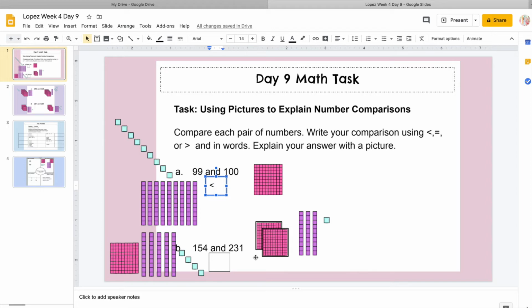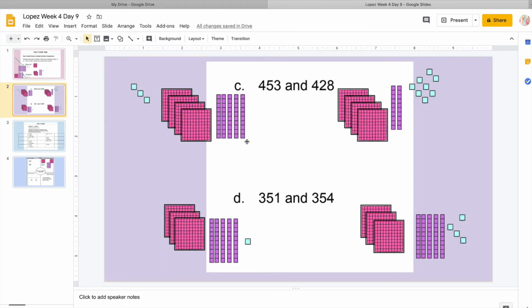But again, remember, we're focusing on that place value. It's not about how many blocks, it's about the value of each set of blocks. And over here we have 2 hundreds, and here we have 1. Focusing on that place value and each digit, we're going to compare the hundreds. We have a 1 and we have a 2. Automatically 2 is greater than 1, so we know that 154 is less than 231. Checking your work, remember those alligator videos. The alligator mouth is facing the larger number.